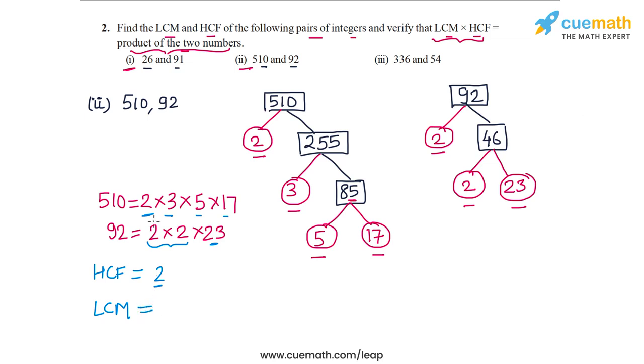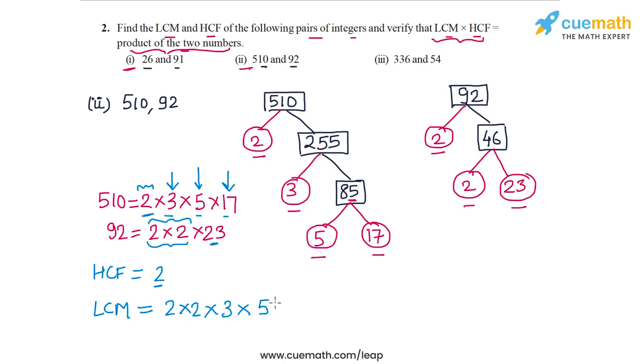So we see that 2 occurs once in the first number and twice in the second number. So in the LCM it will occur twice. Then 3 occurs once in the first number and does not occur in the second number. So it will occur once in the LCM. Then similarly 5 occurs once in the first number and does not occur in the second number. So 5 will occur once in the LCM.